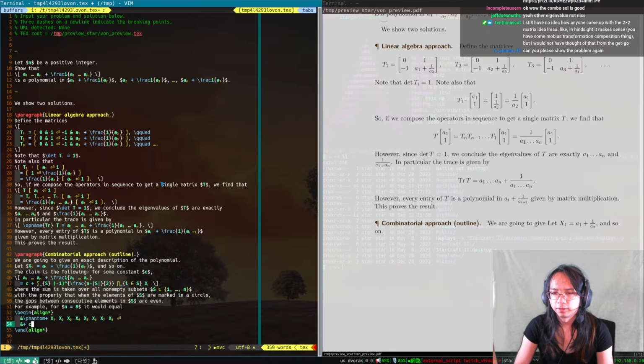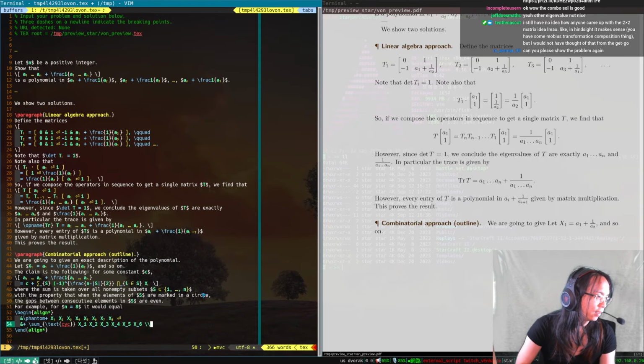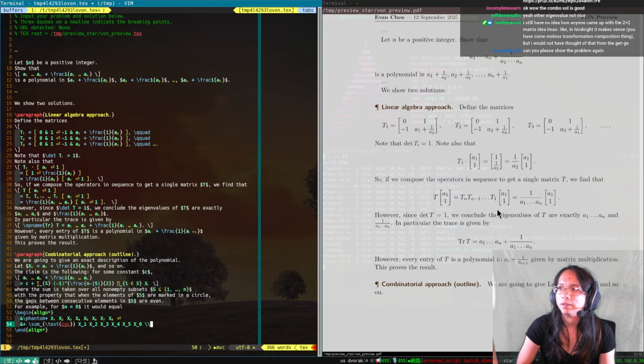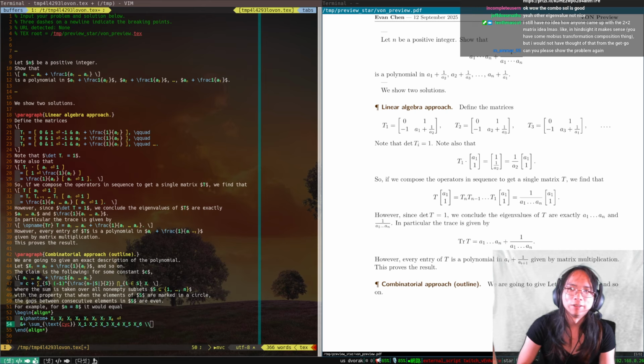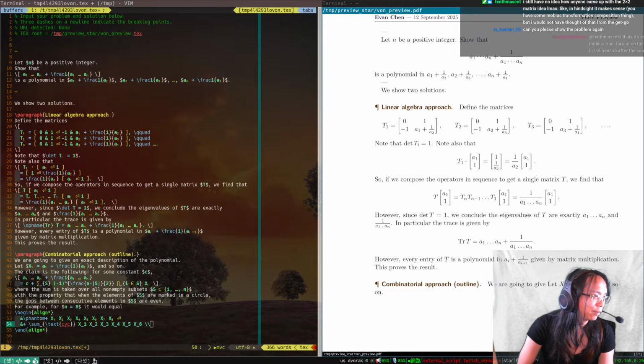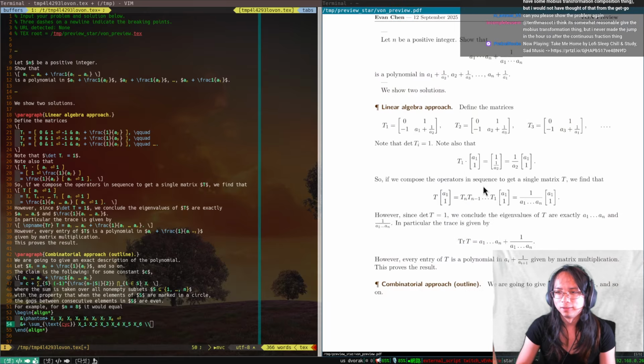And then plus the cyclic sum of x1, x2, x3, x4, x5. Can you please show the problem again? It's on the source code on the left too. Okay, I think 8 is too annoying. Actually, 8 might be okay. Let me write down 7, I think. 7 is actually a little easier to write.